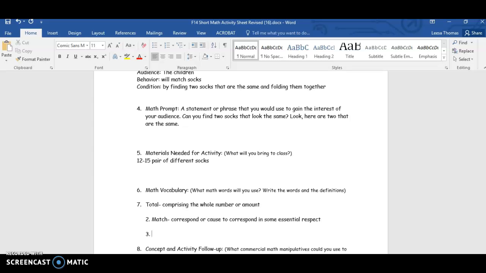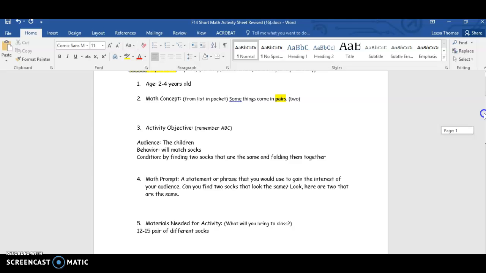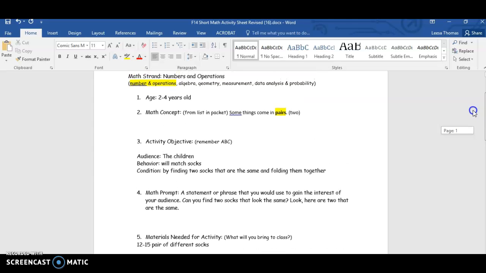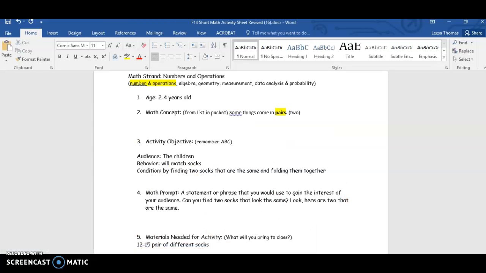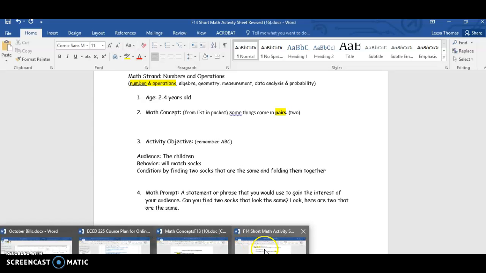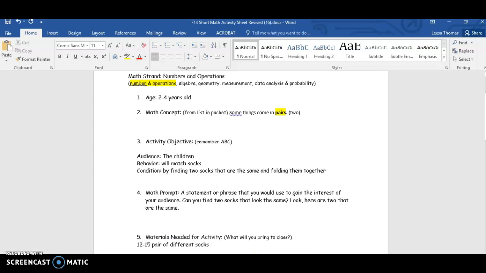And then for my third vocabulary word, let's see. We picked numbers and operations. We picked pairs. Oh, you know what? You know what's great about that math strands sheet? There are highlighted words that can be used as your math vocabulary. And so pair is a great math vocabulary word, and I'm going to use that as my third vocabulary word.